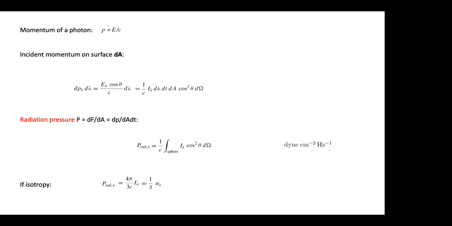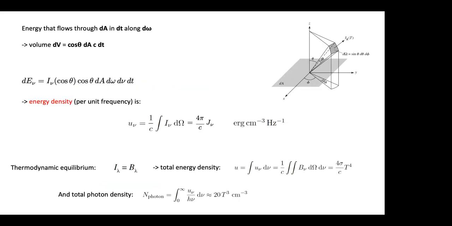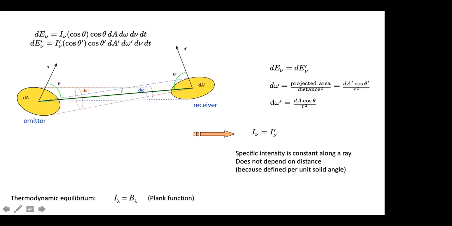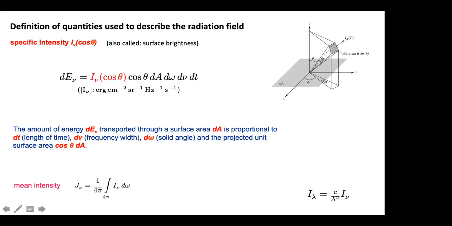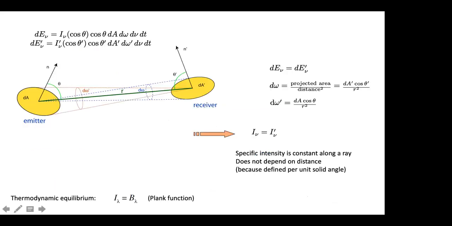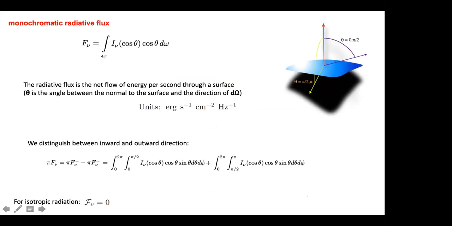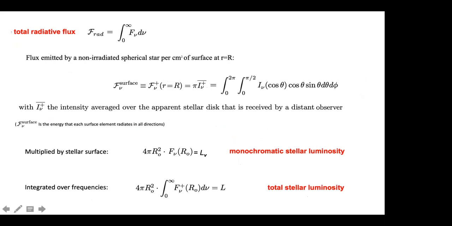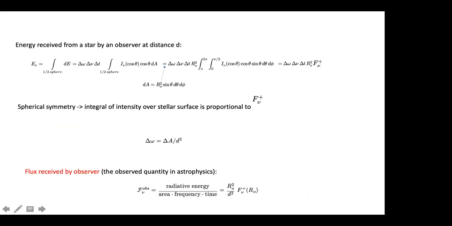One final point. Resuming what we've done so far, we start from the definition of specific intensity, which gives you the energy that goes through an area depending on the direction, and per unit time, of course. We saw that this is interesting: flux and luminosity, and the flux received by the observer.